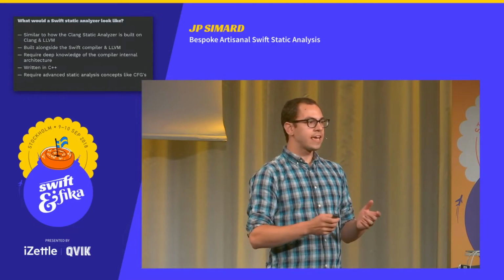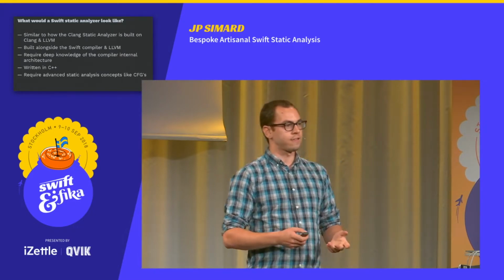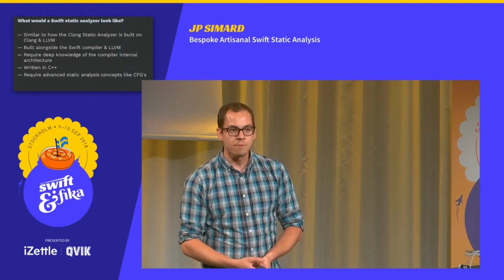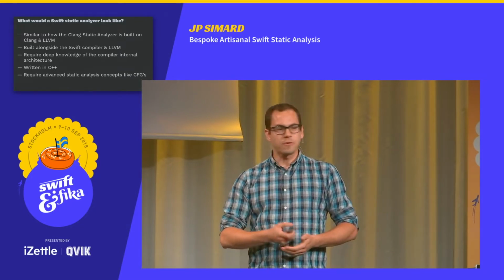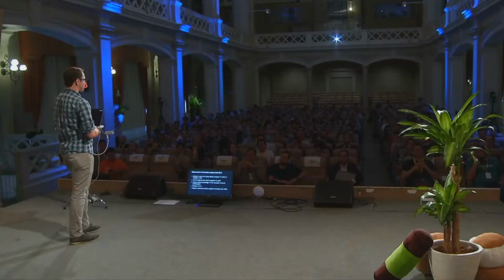So I start looking at, all right, if the Clang static analyzer is built on top of Clang and LLVM, what are the equivalents for Swift, right? Well, the Swift compiler also uses Clang, and it also uses LLVM, and has a few other layers on top of that. It has, of course, the Swift compiler itself, and it also has similar tooling to what Clang does. Just like there's libclang, there's SourceKit, which is a set of tools that you can use to interact with that really powerful, really deep compiler infrastructure under the hood.